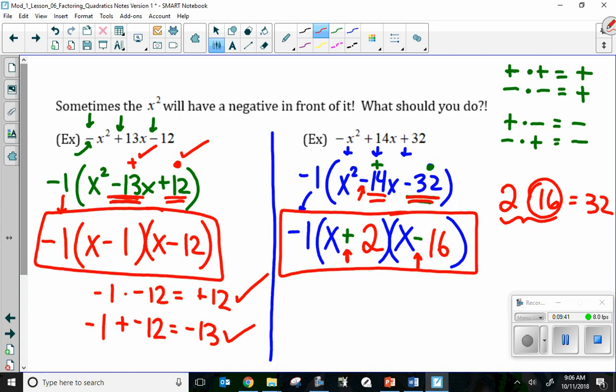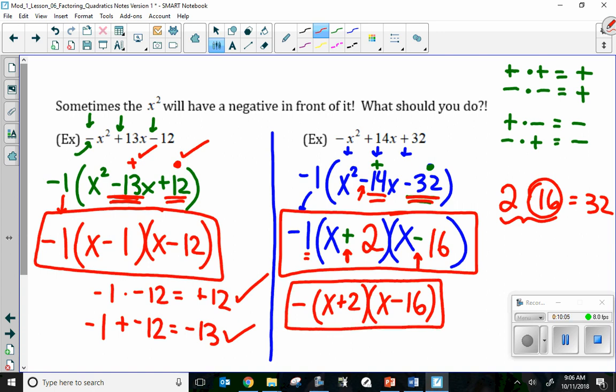One quick point. If this were multiple choice on the final, they might not write the 1 here. They might just say negative x plus 2 times x minus 16, okay? They might do that. Or, who knows, maybe they'll distribute the negative to one of those sets of parentheses. But please know that this here is the same as what I have up here. Good to go.